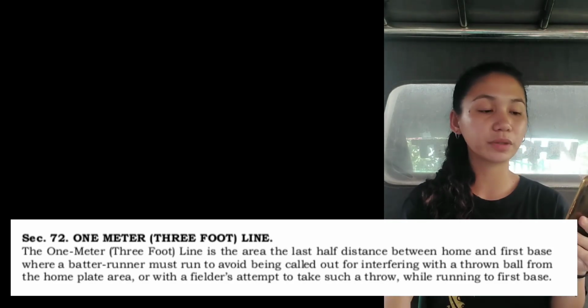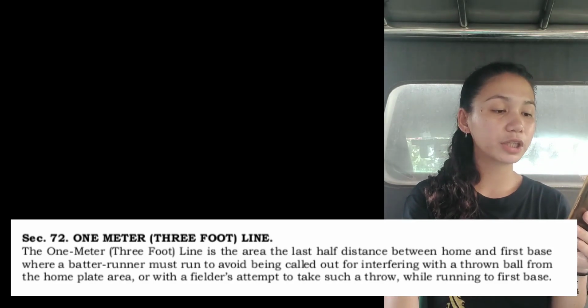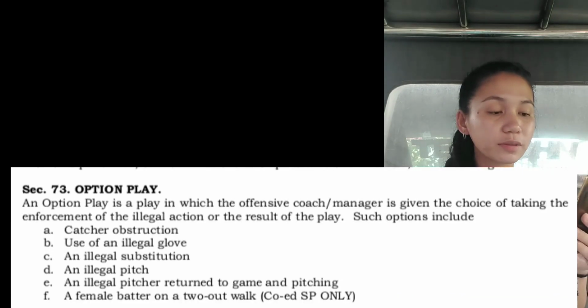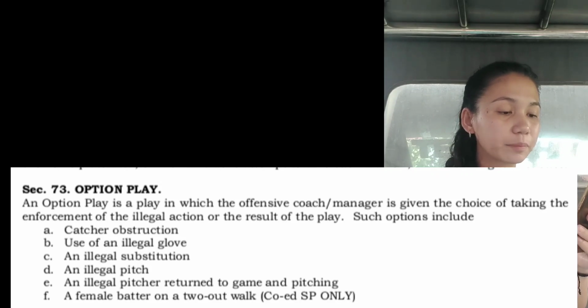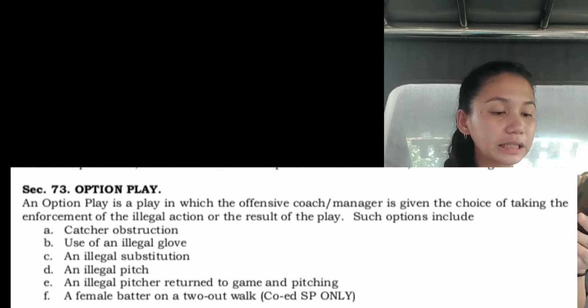So that is section 72, 1 meter or 3-foot line. Let's move on to section 73, the option play. An option play is a play in which the offensive coach or manager is given the choice of taking the enforcement of the illegal action or the result of the play.